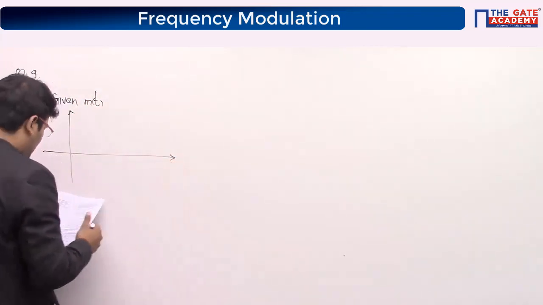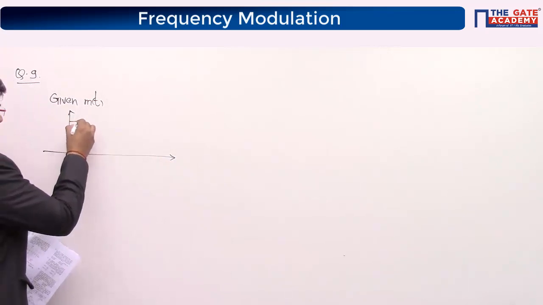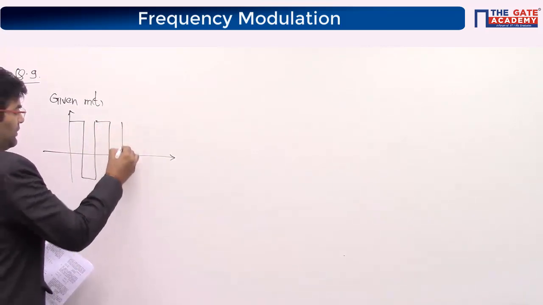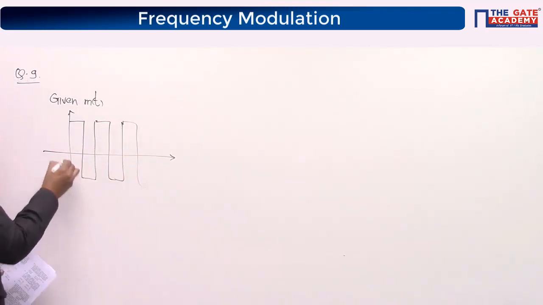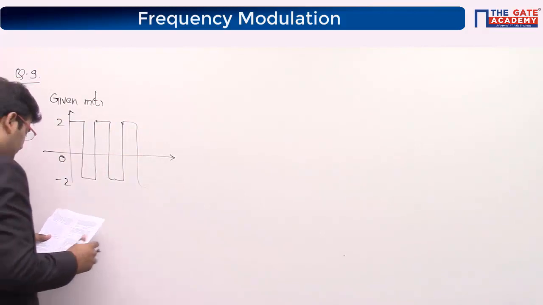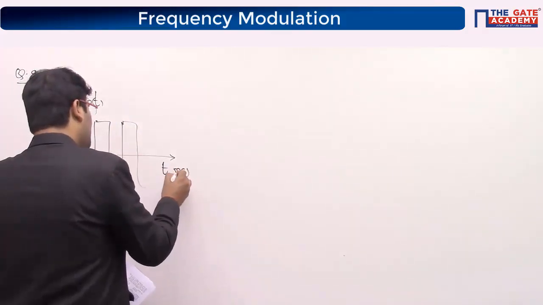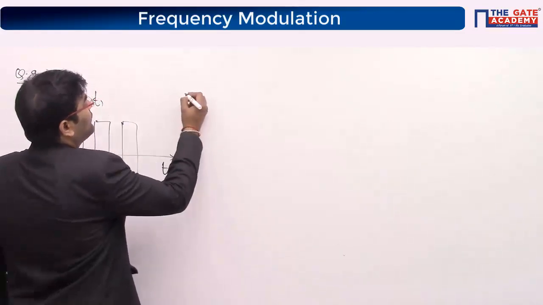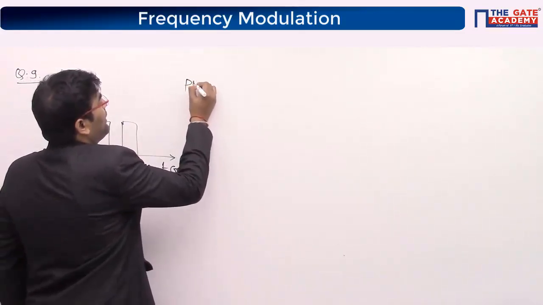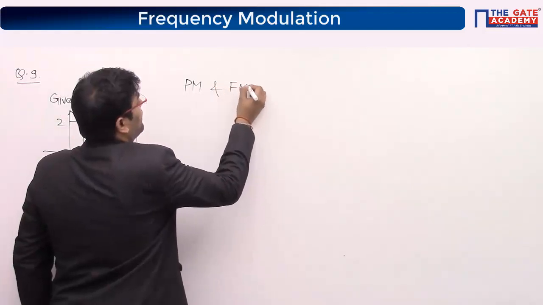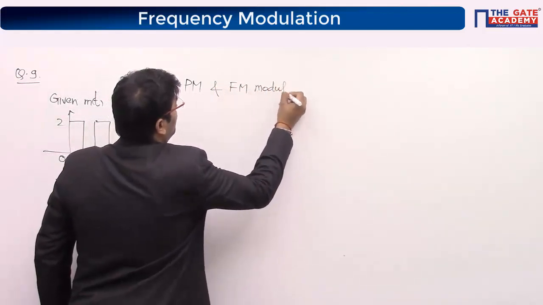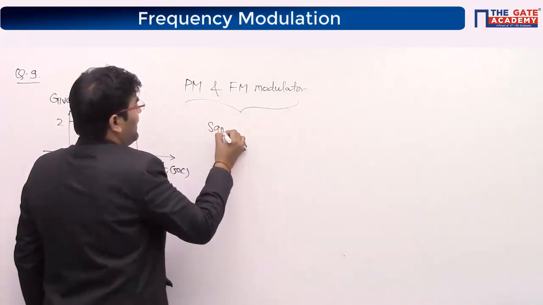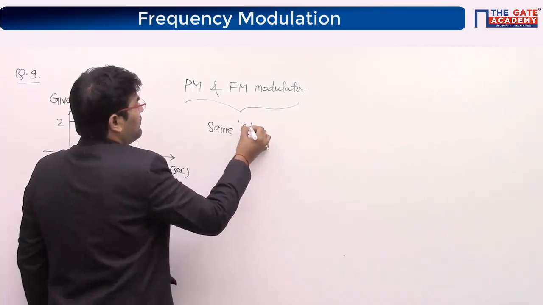So if you look at the waveform, it is going from something like this, right? So minus 2 to 2 it is going, and time is in seconds. Okay. Now the question is that it has the same carrier frequency and it has been applied to both PM and FM modulators. And both of them have the same carrier frequency, same f_c. Okay?